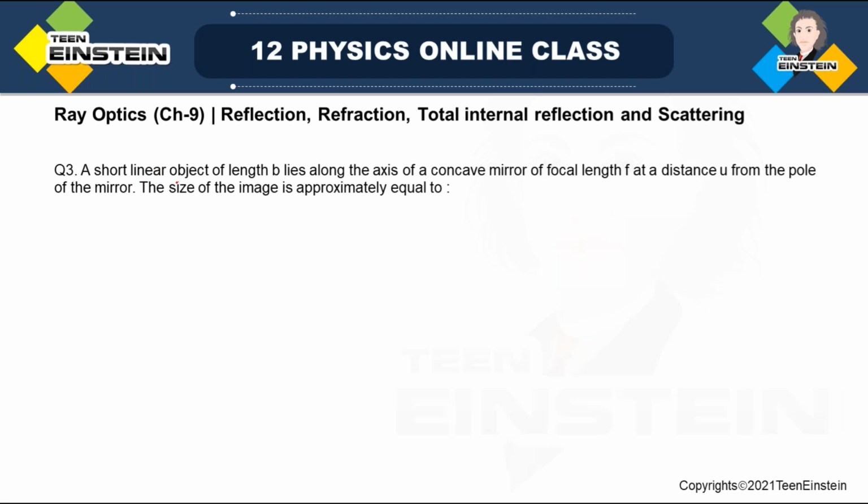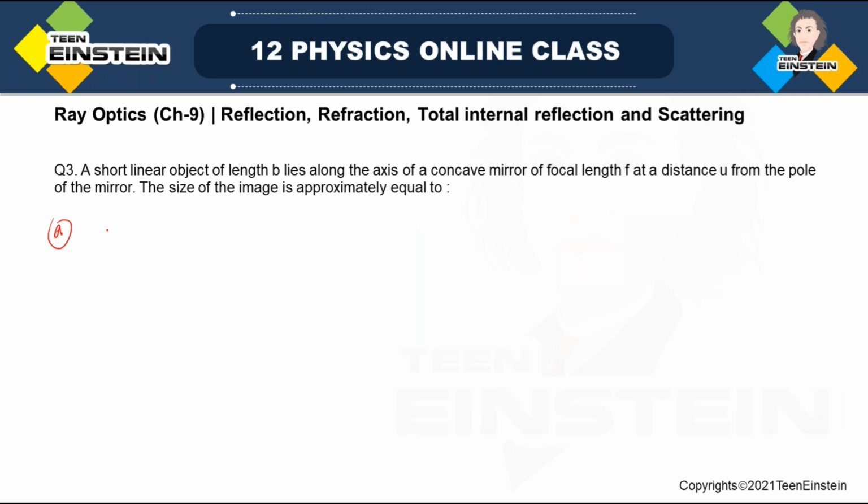So a short linear object of length b lies along the axis of a concave mirror of focal length f at a distance u from the pole of the mirror. The size of the image is approximately equal to. So here the options are given like this.